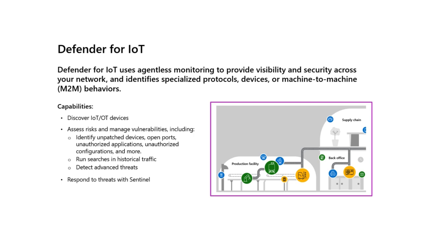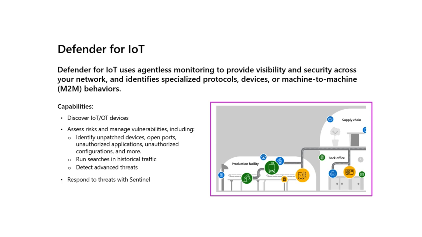Discover IoT and OT devices in your network, their details, and how they communicate. Gather data from network sensors, Microsoft Defender for Endpoint, and third-party sources. Assess risks and manage vulnerabilities using machine learning, threat intelligence, and behavioral analytics. For example, identify unpatched devices, open ports, unauthorized applications, unauthorized connections, changes to device configurations, PLC code, firmware, and more.